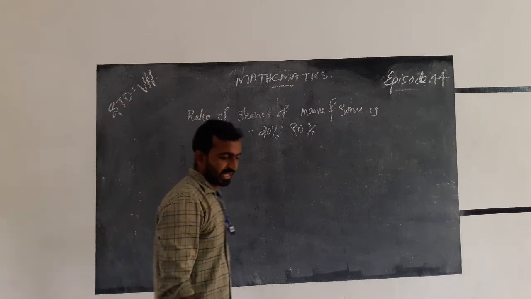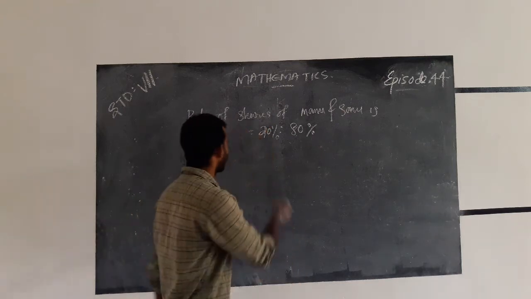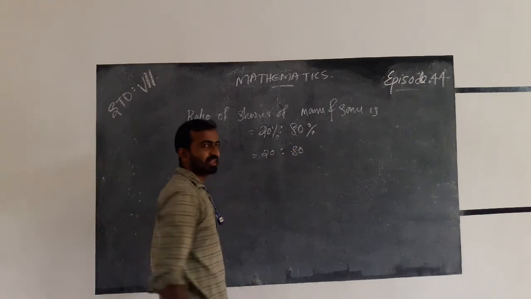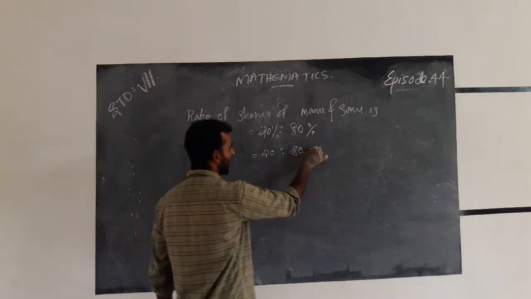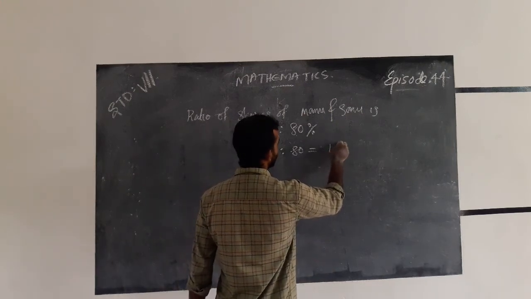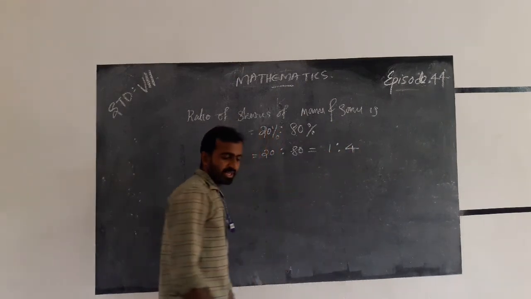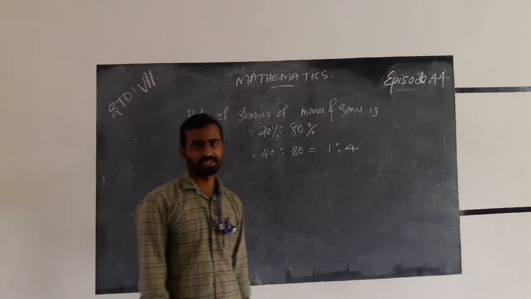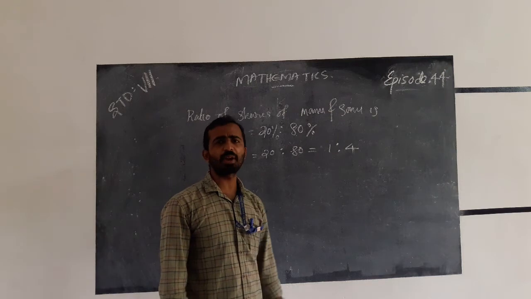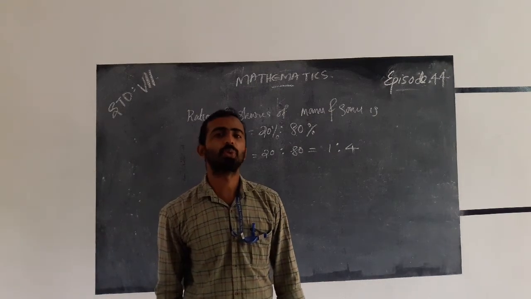Is it? Yes. That is, we can write 20 is to 80. When we simplify this, we get 1 is to 4. Yes, 1 is to 4. That is, 1 representing Manu and 4 representing Sonu.